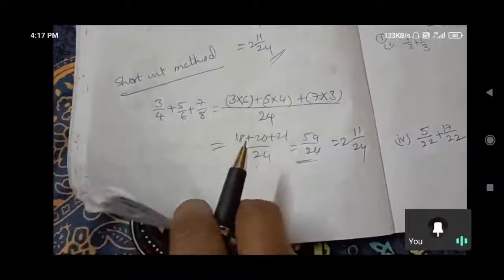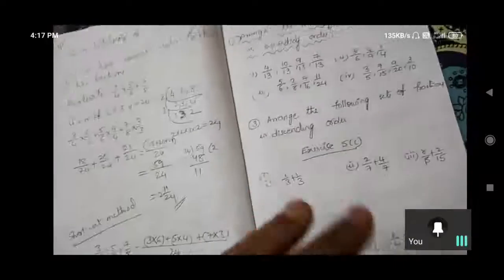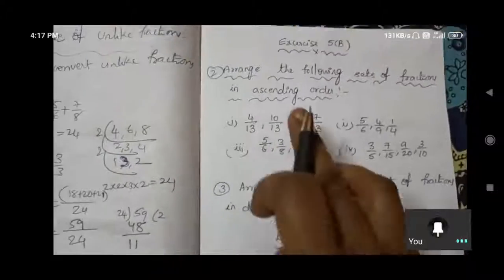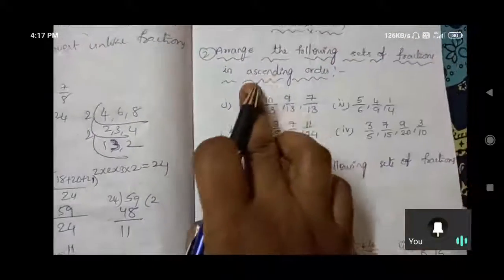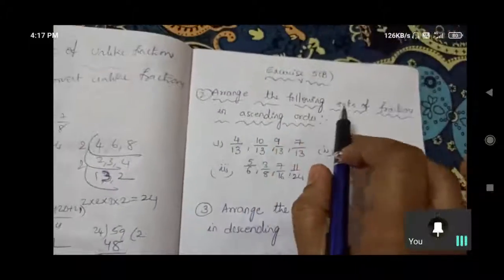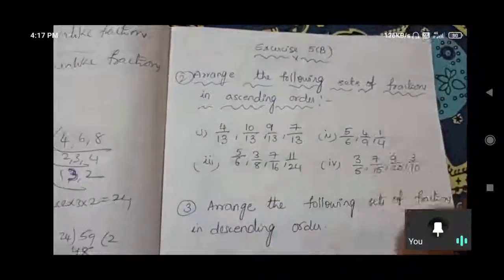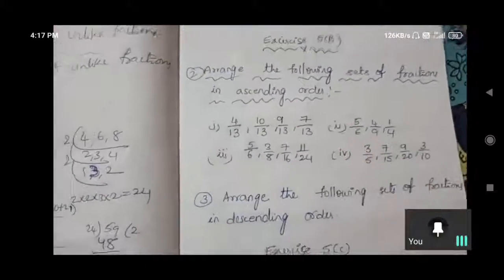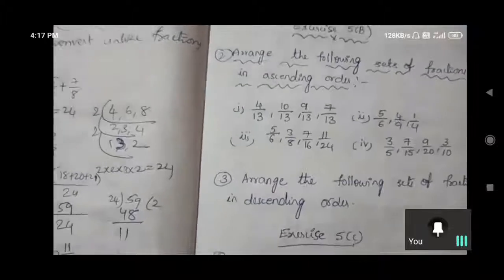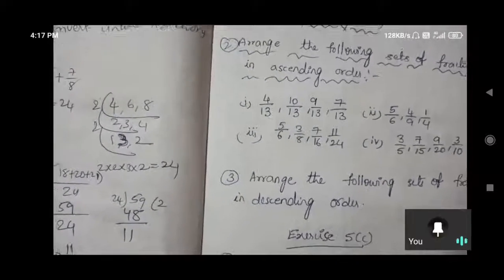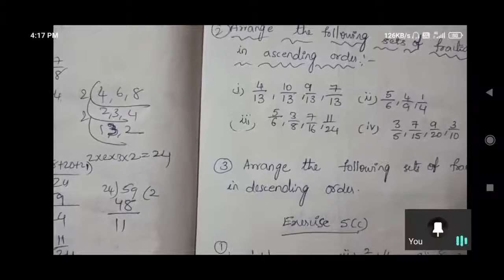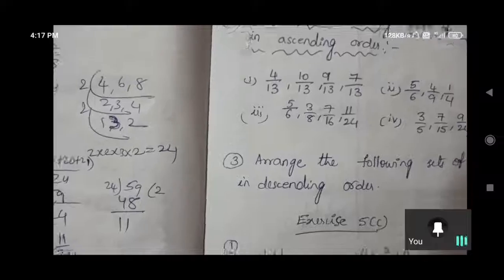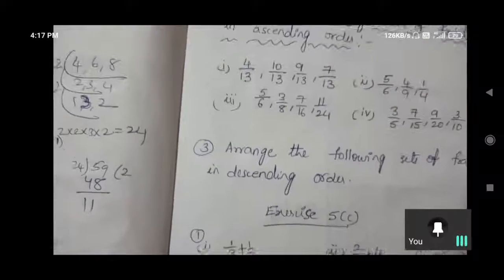You should understand. So next some exercise problems. Only a few problems I selected here. So arrange the following sets of fractions in ascending order. Ascending means small to big. Here some problems I selected. I wrote all problems from that bit, only a few bits I selected. Whatever you needed. Already you have finished this in school. That's why I selected only a few from that. So here ascending order we need to arrange.